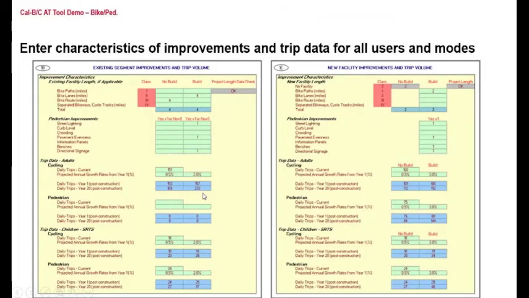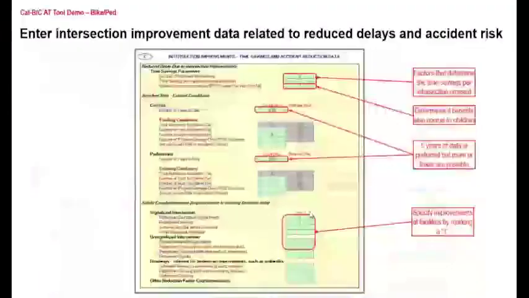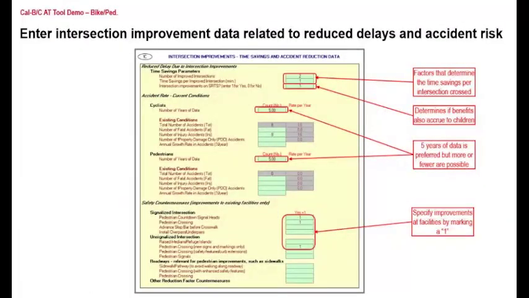You can type in your own numbers if you have counts and forecasts that are different. You can look at both cyclists and pedestrians, and you enter the same kinds of information for the adults and the children. You can do that for the existing facility and the new facility. We just entered the information I showed you earlier, so I'm not going to go through box by box.